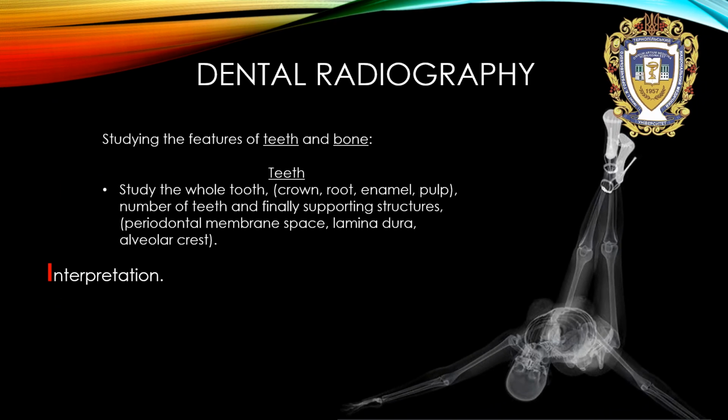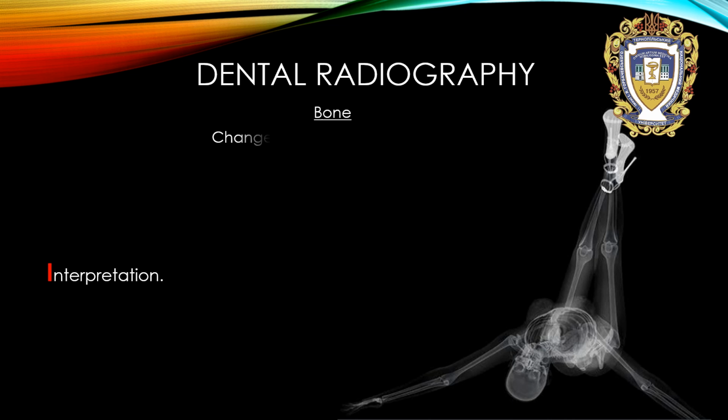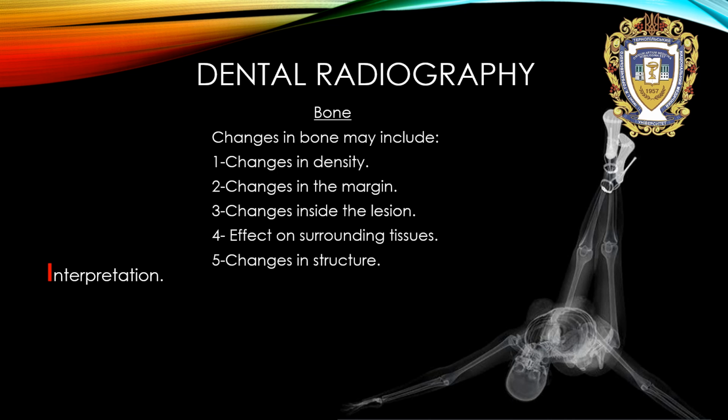Interpretation. Studying the features of the teeth and bone. Teeth: study the whole tooth, crown, root, enamel, pulp, number of teeth, and finally supporting structures: periodontal membrane space, lamina dura, alveolar crest. Bone: changes in bone may include changes in density, changes in the margin, changes inside the lesion, effect on surrounding tissues, changes in structure.